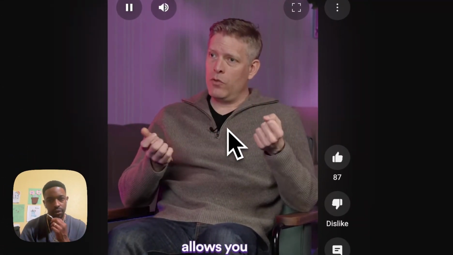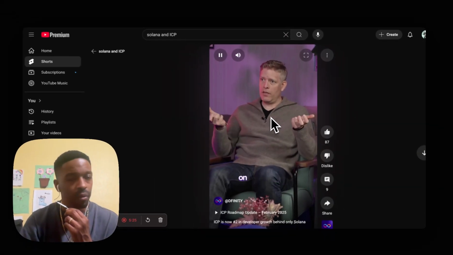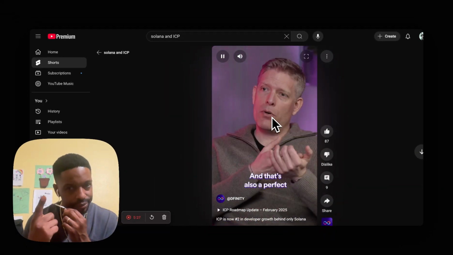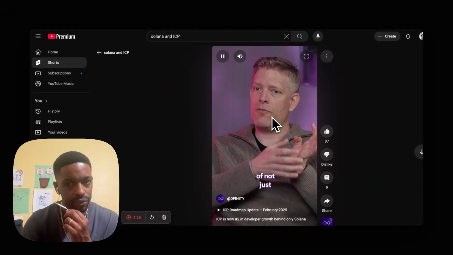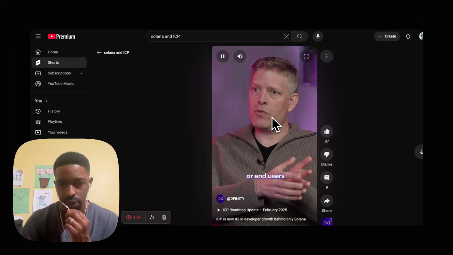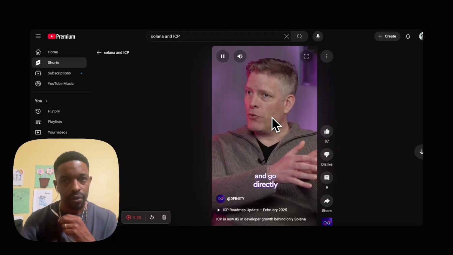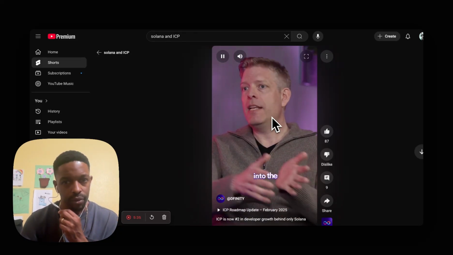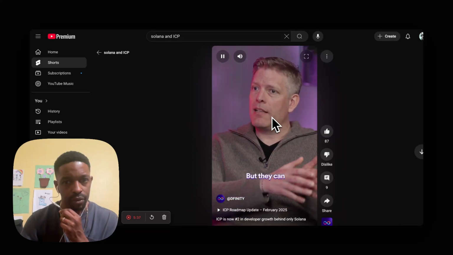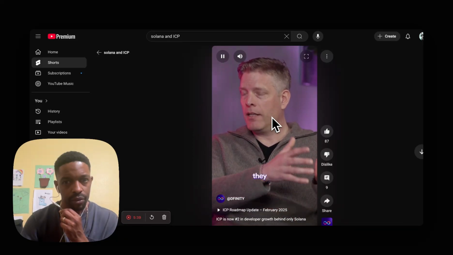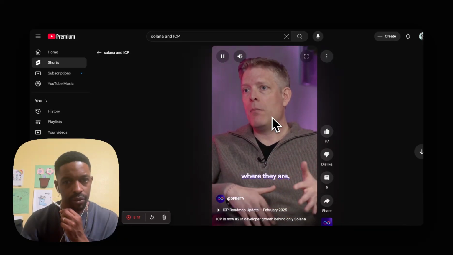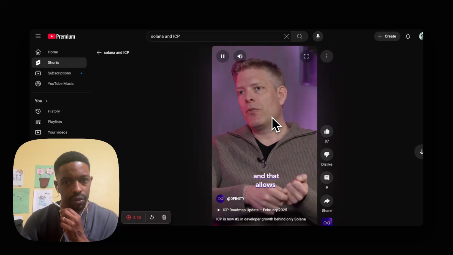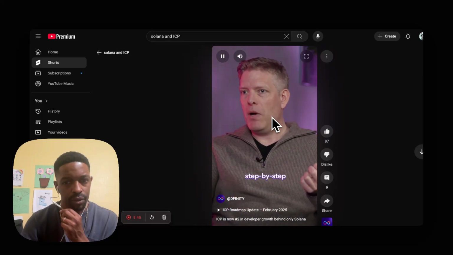Fusion allows you to hold and control assets on other chains. And that's also a perfect means of not just forcing developers or end users to jump ship and go directly from some other chain into the ICP world, but they can keep their assets where they are, they can keep the smart contracts where they are, but augment them, and that allows to make a transition step by step.